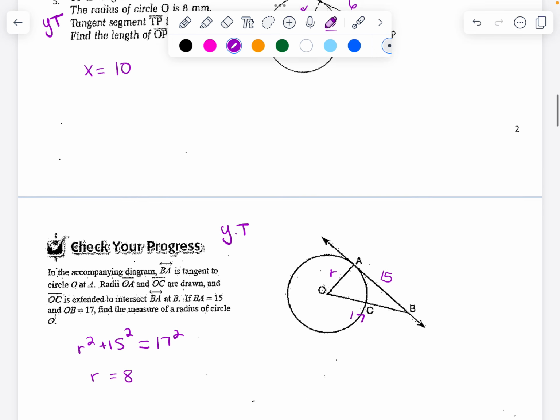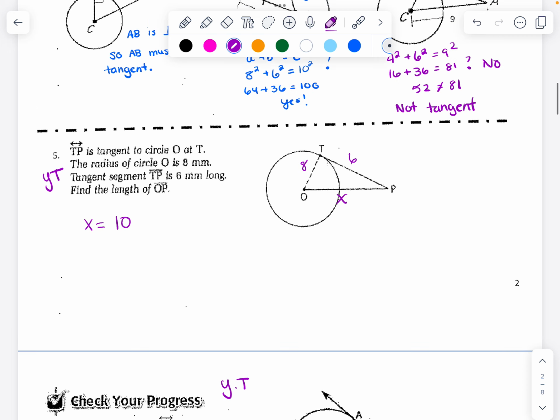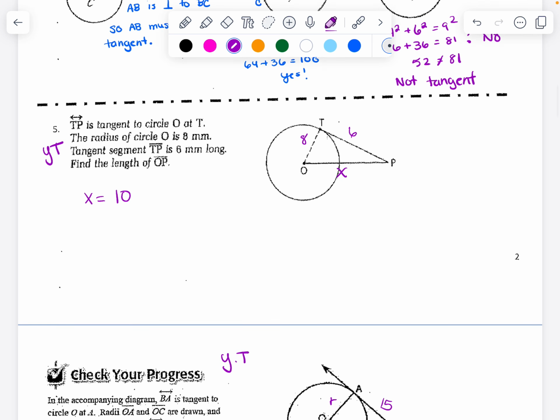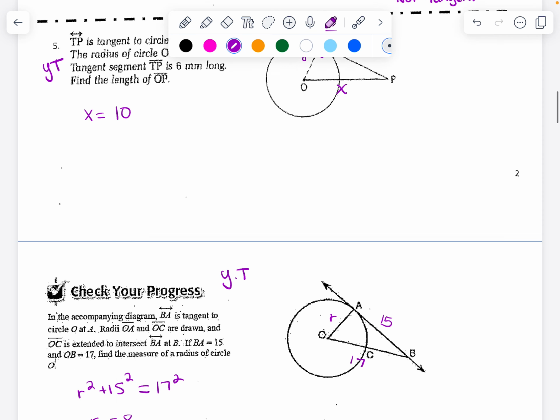So I got 8 for this problem here and 10 for number 5. Any questions? Let me know, and we will go over this when I return on Tuesday. So you should set up the Pythagorean theorems accordingly. Remember, this is your 90-degree angle, and this is your 90-degree angle.